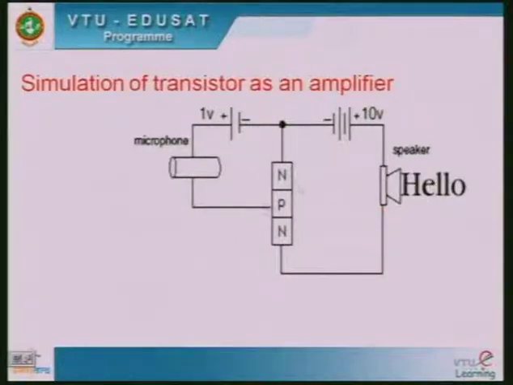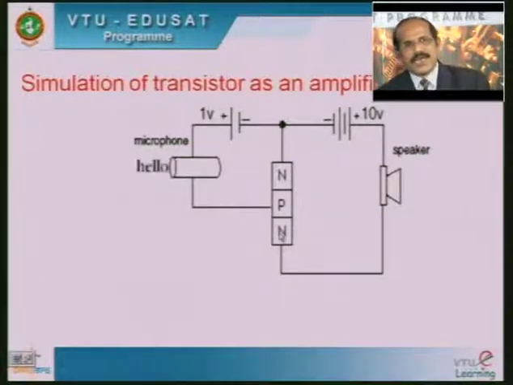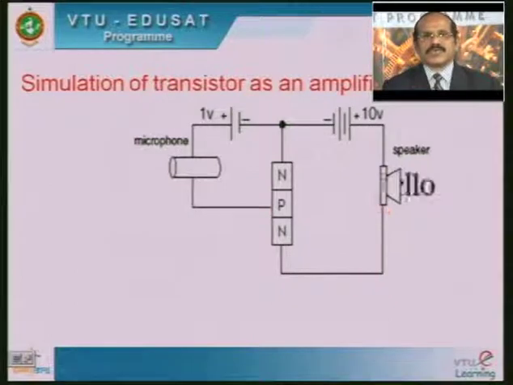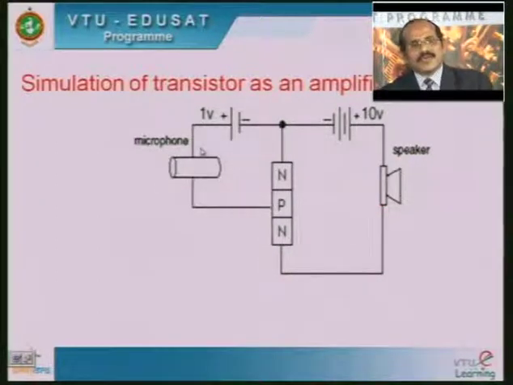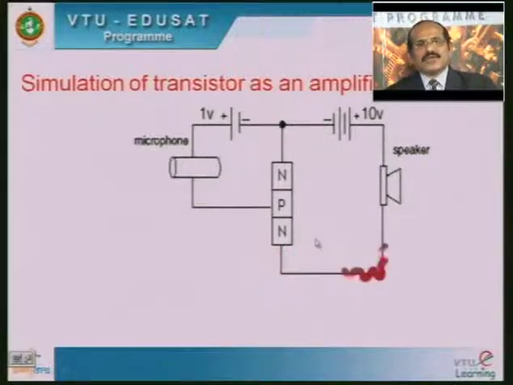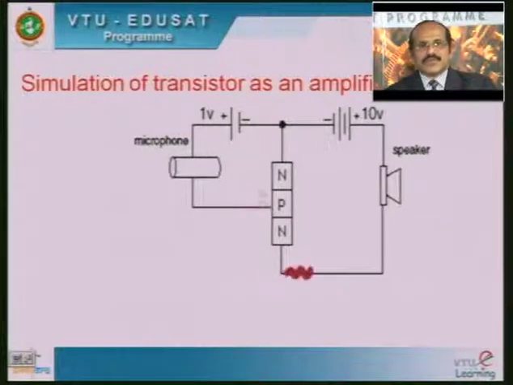Here we have considered an NPN transistor, and this middle layer acts as the base. This N layer acts as the input, that is the emitter, and this extreme bottommost N layer acts as the collector, the output, which is connected to the speaker. Whenever we speak hello, that signal will be converted into an electrical signal, its strength will be enhanced using the transistor, and that will be fed to the speaker, which acts as a load here.